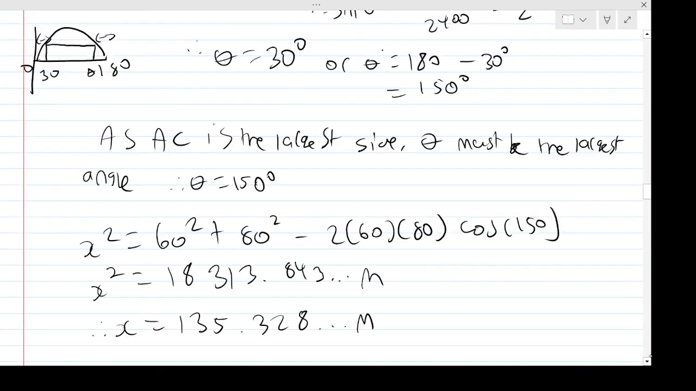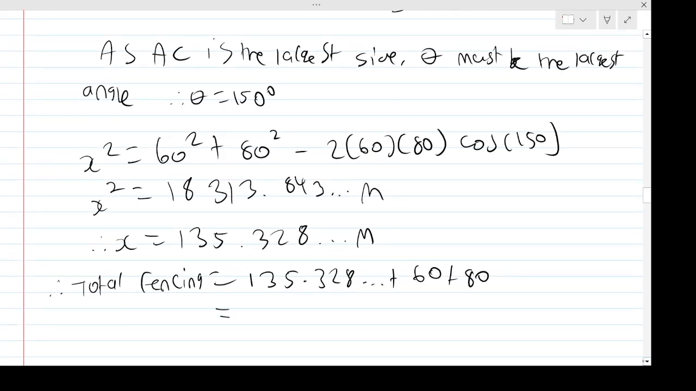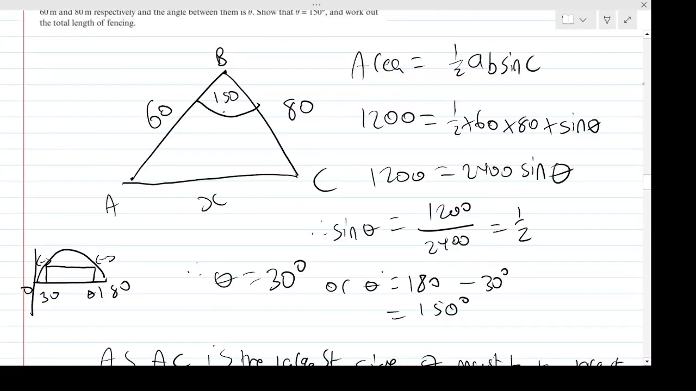So therefore the perimeter, or the total fencing, is going to be this X, add the other two sides, 60 and 80. And that will get me 275.328 meters. So if I round to say one decimal place, 275.3. There we are. Cool. So yeah, hopefully start to see what we're trying to do here again.